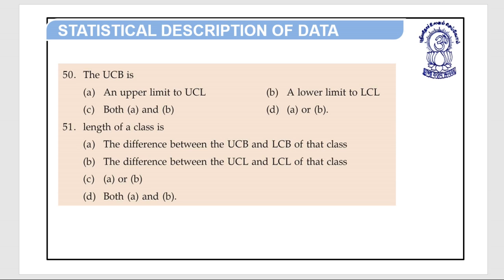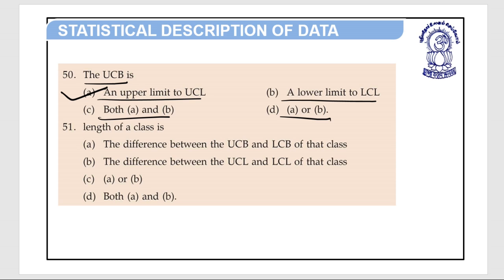Question 50. The UCB is an upper limit to UCL, lower limit to LCL, both A and B, A or B. So the UCB is an upper limit to UCL.